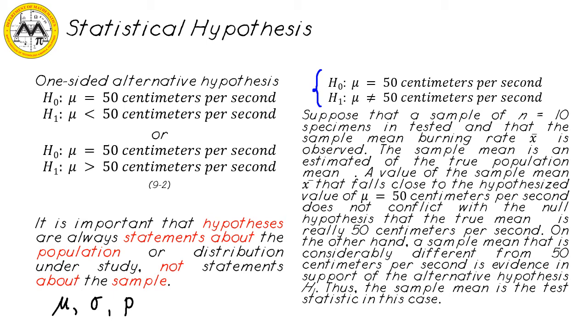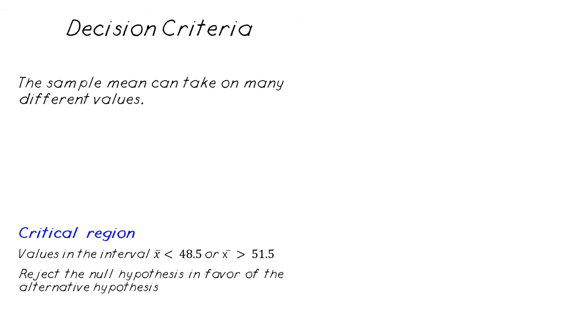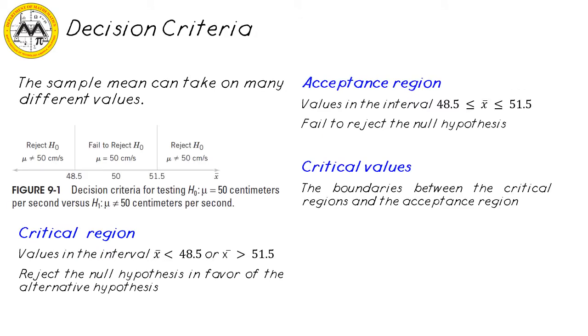On the other hand, a sample mean that is considerably different from 50 centimeters per second is evidence in support of the alternative hypothesis H1. Thus, the sample mean is the test statistic in this case. The sample mean can take on many different values.